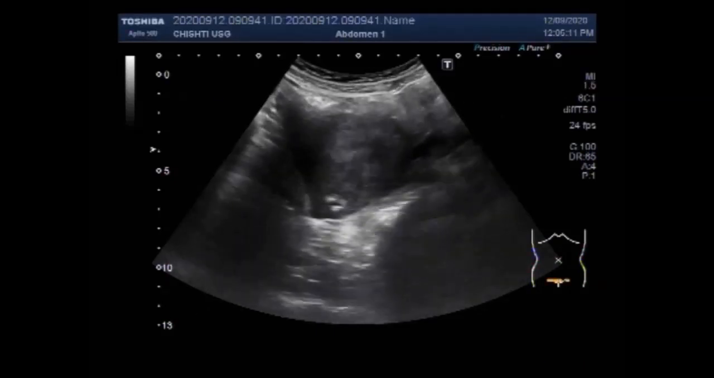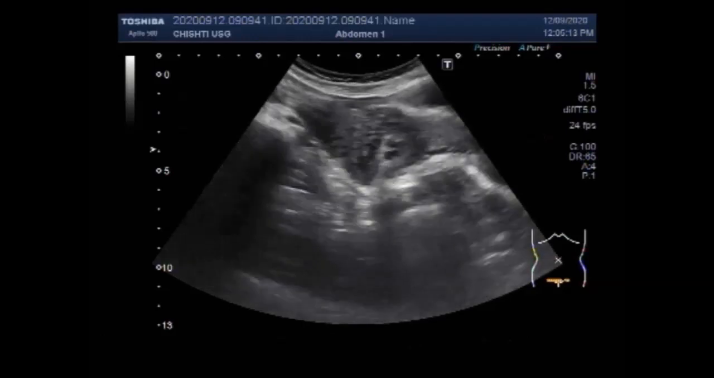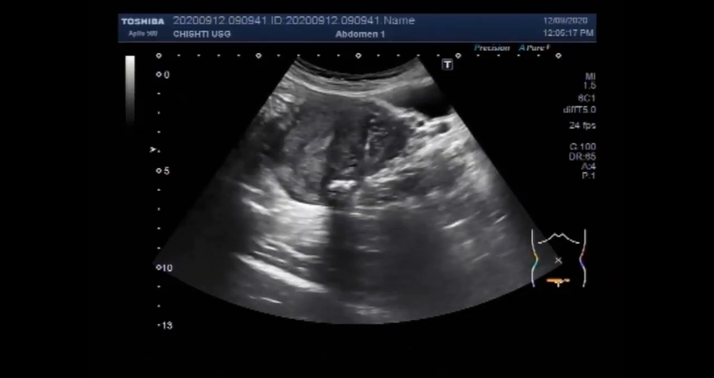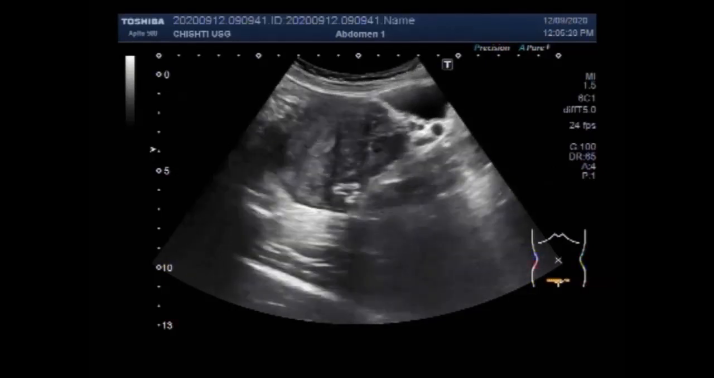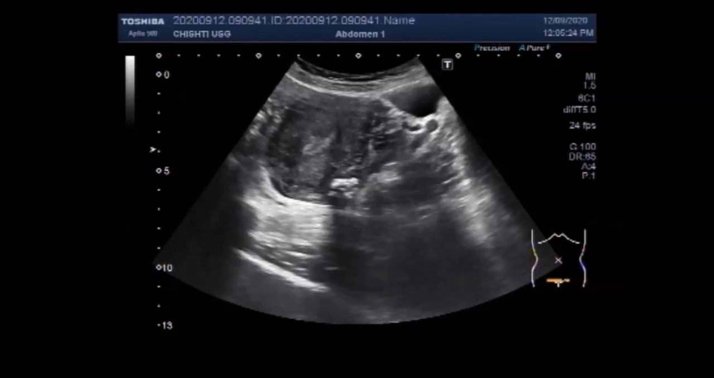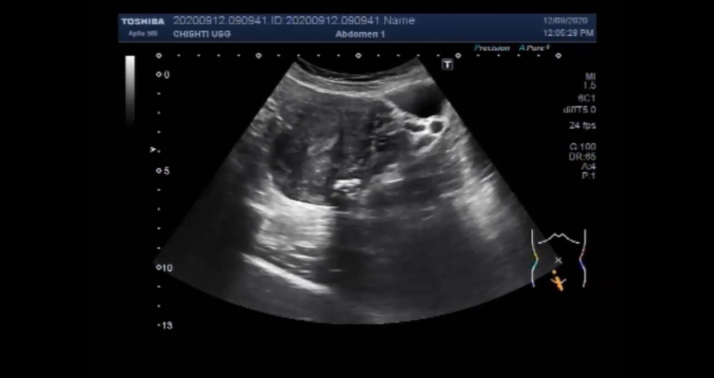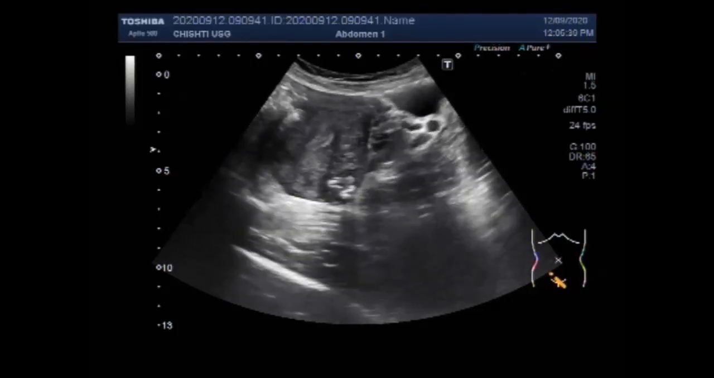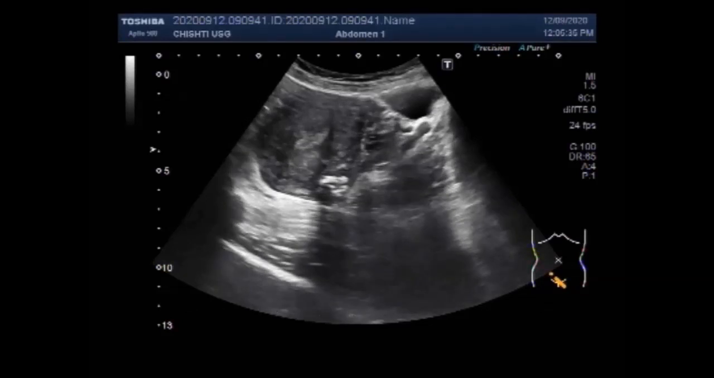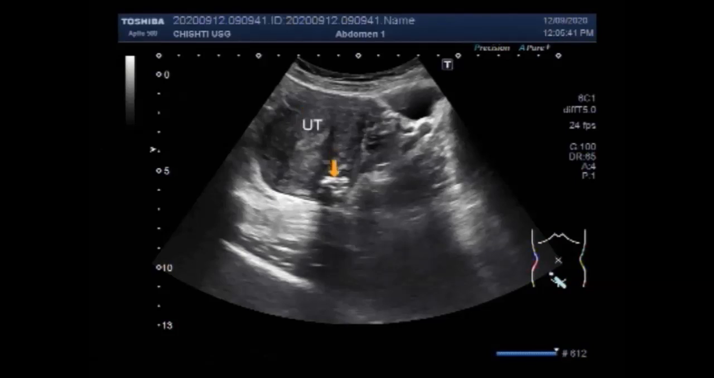And this is a subserosal fibroid. You can see the shadowing caused by the calcification in the fibroid. Calcification develops when the fibroid remains in the uterus for a long time. Fibroids may be single or multiple.